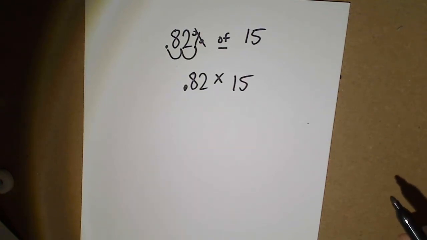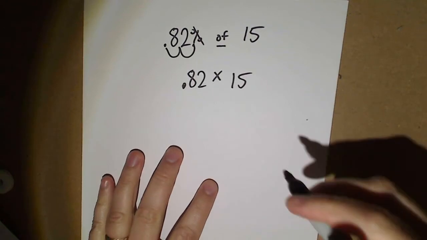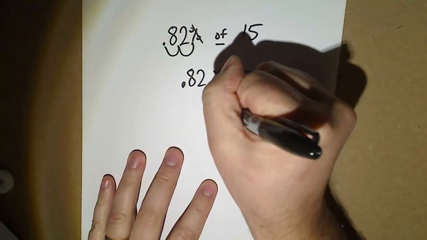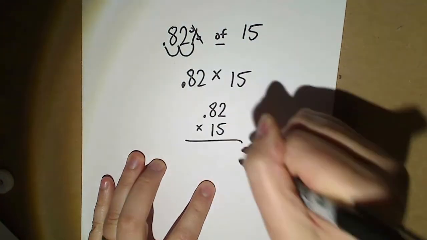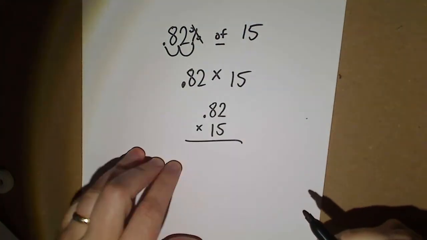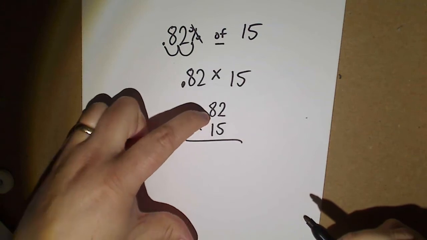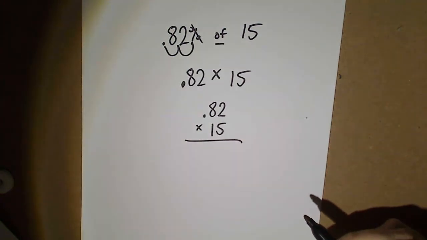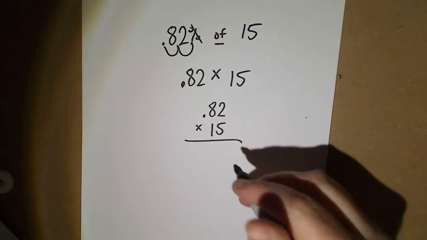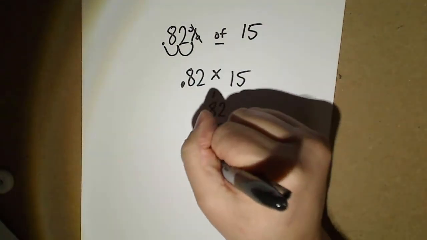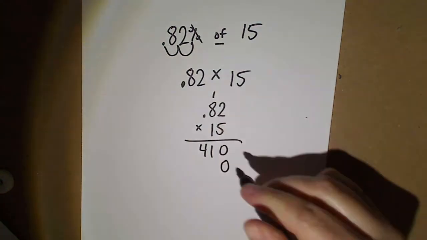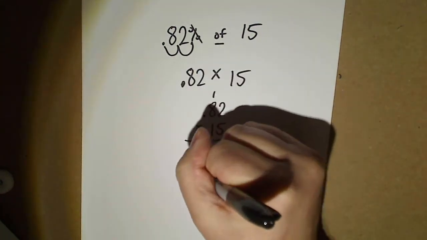Well, that's just a regular old math problem. In fact, I can do that right here. So I'm going to take 82 hundredths times 15. I'm going to do the math. You might recall that when we multiply with decimals, we kind of ignore the decimal at first, and we'll bring it back at the end. So 5 times 2 is 10. 5 times 8 is 40, plus 1 is 41. Add my placeholder 0. 1 times 2 is 2. 1 times 8 is 8.